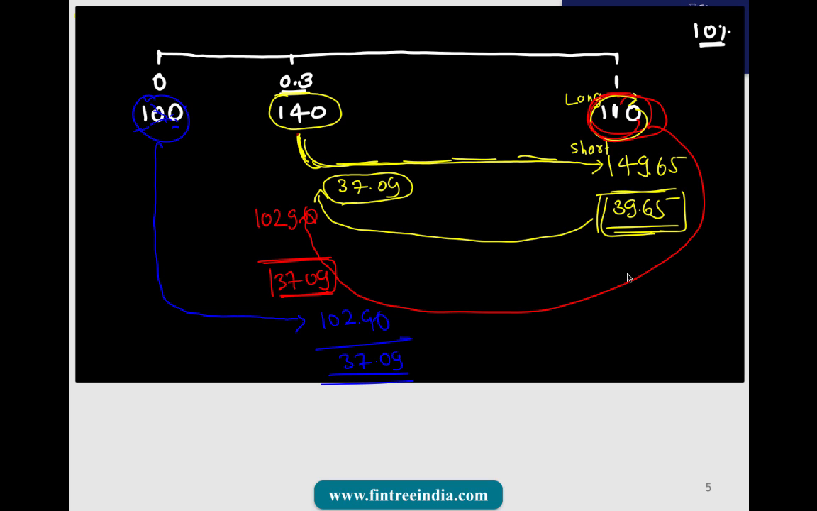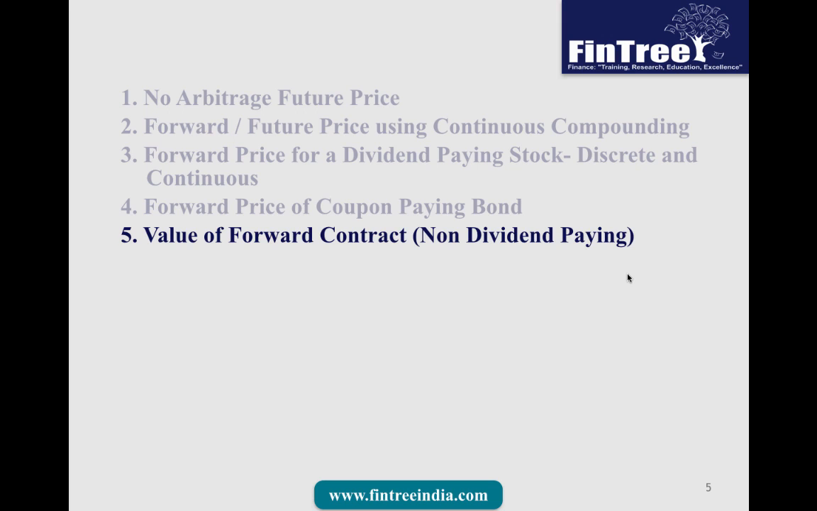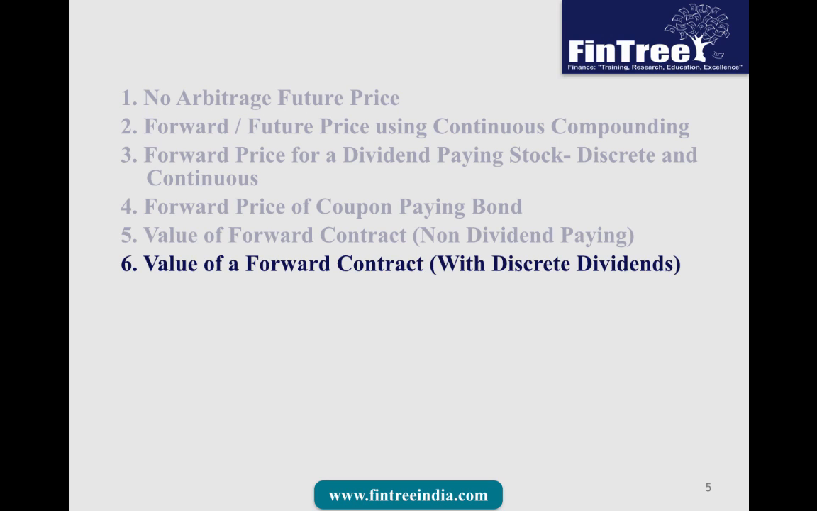Okay, so moving on to the next formula now. Value of a forward contract with discrete dividend. In the previous section we saw the value of the forward contract, but we did not take an example where there was a dividend involved. Now let us look at a scenario where there is some dividend.